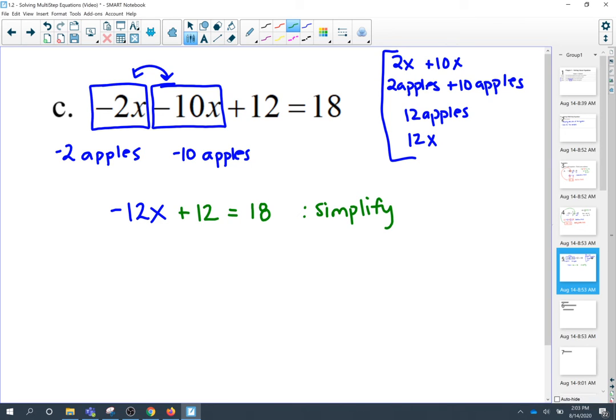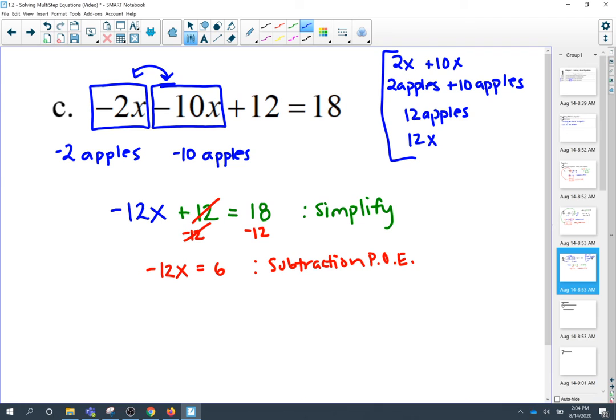Now, once we've simplified, we're going to start solving just like we did before. So, negative 12 is attached to the x. He's not leaving very easily. Plus 12, out the door. Opposite of plus, minus 12. These are going to cancel. I'm going to bring down the negative 12x equals 18 minus 12, 6. Justification: we subtracted 12 from both sides. That is your subtraction property of equality.